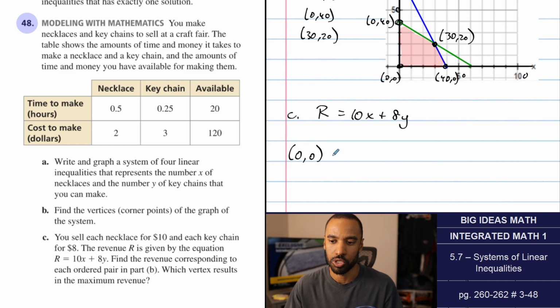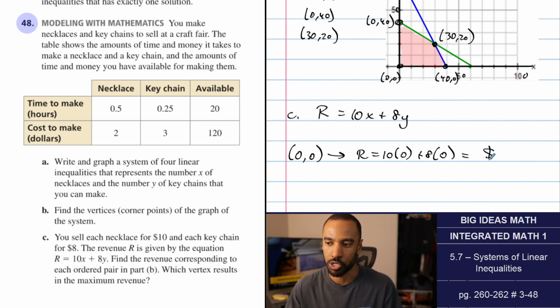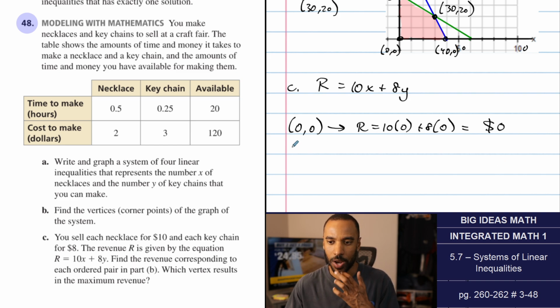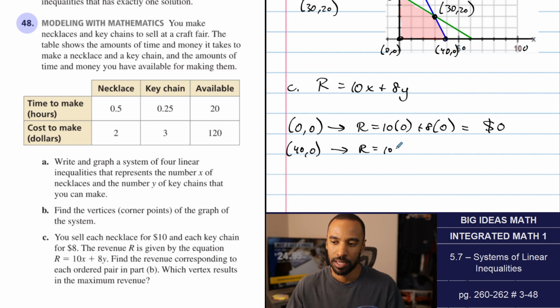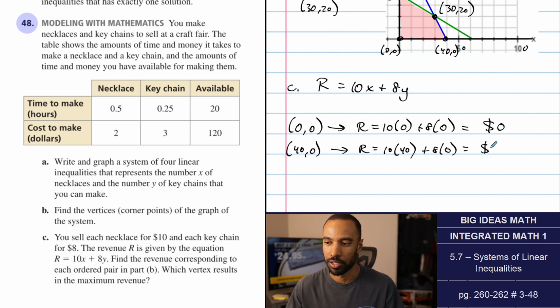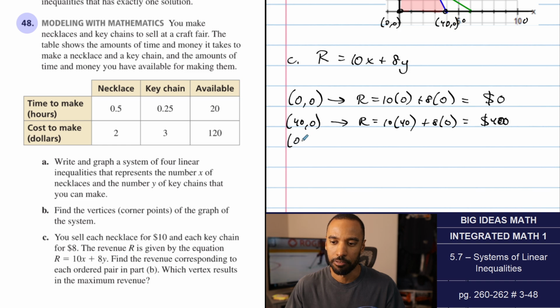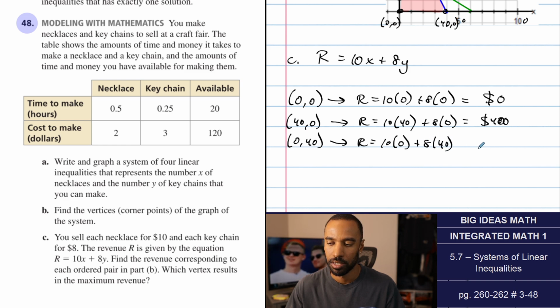So when I try 0, 0 here, I get 10 times 0 plus 8 times 0. I make $0 in revenue. That didn't maximize it. Let's try 40, 0. Here, the revenue will be 10 times 40 plus 8 times 0, which is $400. It's a lot of revenue. I don't know how much it costs. They didn't ask for profit. 0, 40 is R equals 10 times 0 plus 8 times 40, which is $320.